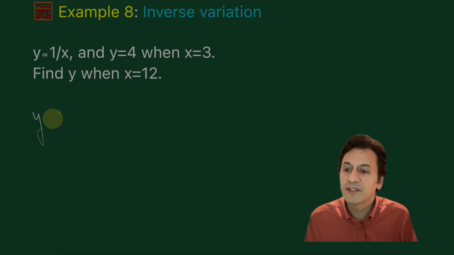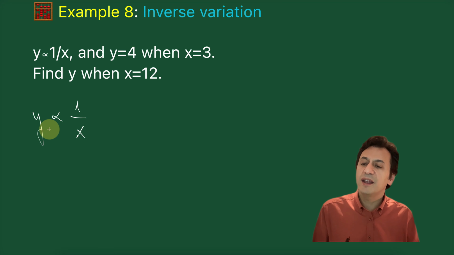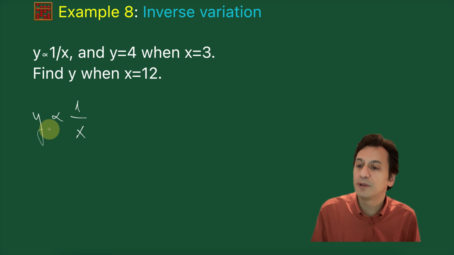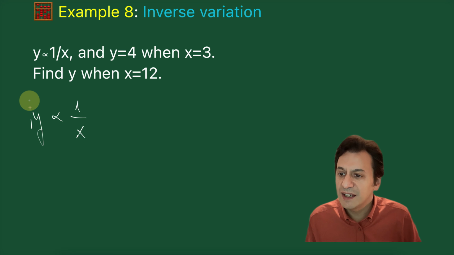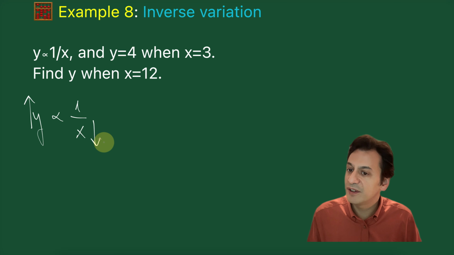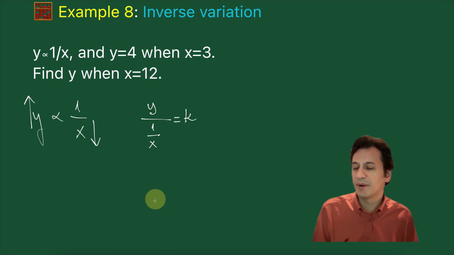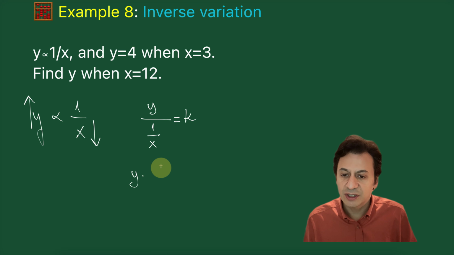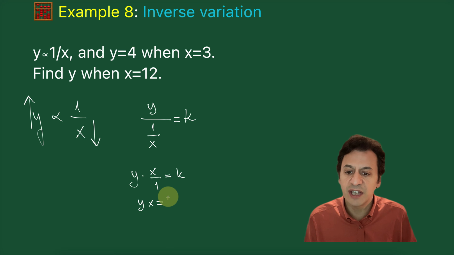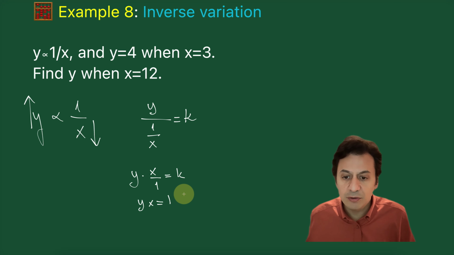Okay, when you see something like this, y is proportional to 1 over x, it means there is inverse proportion here. If y increases, then x decreases. The ratio of y to 1 over x is some constant number. I multiply this fraction with inverse of it. Okay, division in fractions equals k. So it means y times x equals k. This is how we denote inverse proportion.